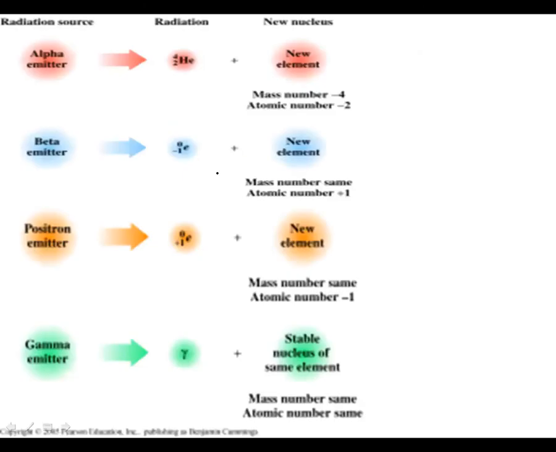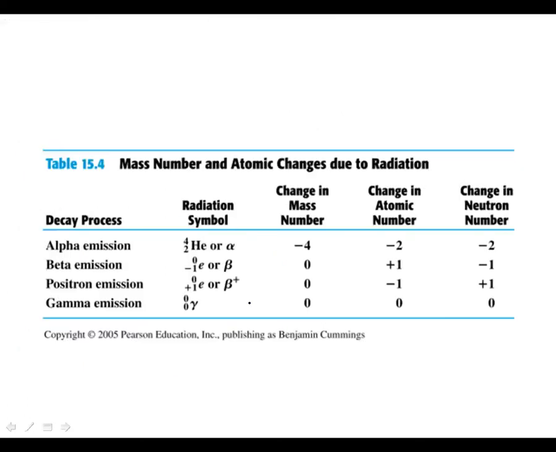Here's just a little thing that shows you the sort of changes that occur. So an alpha particle, mass number changes by 4, atomic number changes by 2. A beta emitter, atomic number changes by 1. Positron, we go down by 1 in terms of the atomic number. And a gamma, everything's the same in terms of where it started, mass number and atomic number. So again, here's the symbols and how things change depending on what type of emission particle it is.